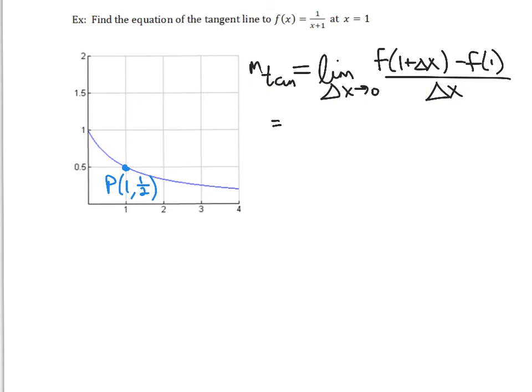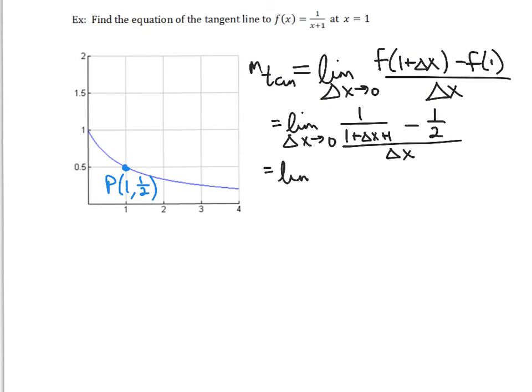So we're going to say this limit as delta x approaches 0, we're going to substitute 1 plus delta x in for x. So I'm going to have 1 over 1 plus delta x plus 1, minus my function value at 1, which we already said was 1/2, all over delta x. Now before I simplify the complex fraction, I'm going to simplify my first denominator here. So this is going to be 1 over 2 plus delta x minus 1 over 2, all over delta x.